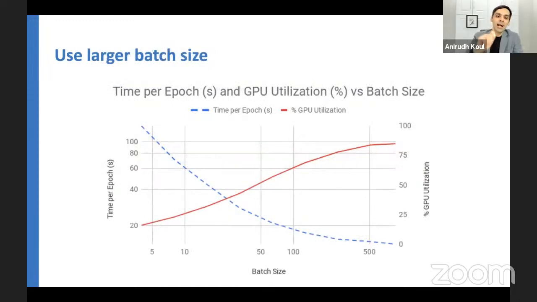Number 2, tuning your batch size. Really helpful. So let's think about this for a second. So what I want you to know is this is the batch size. So I'm tuning the batch size and I'm trying to see how it affects the time per epoch.